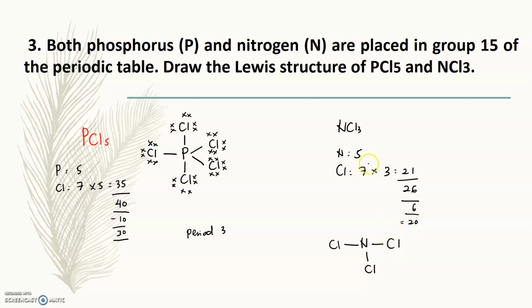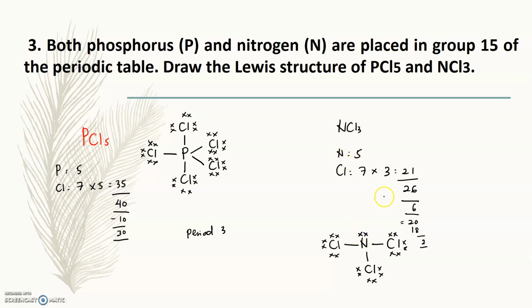So chlorine, remember, is from group 7, so 1 has been shared. 1, 2, 3, 4, 5, 6, 7. So there are 3 lone pairs on each chlorine atom. Now 2, 4, 6 non-bonded electrons for each chlorine. So 6 times 3 is 18, right? So 20 minus 18, there are 2 non-bonded electrons left, located here for nitrogen.